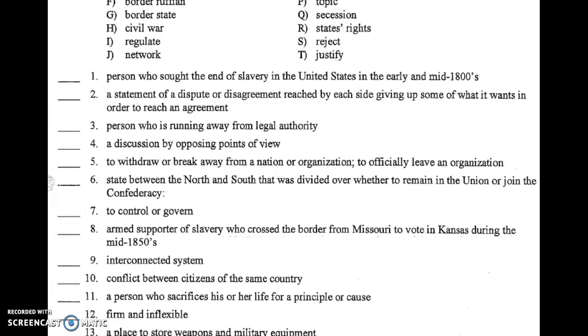Number 3, this is a person who's running away from legal authority. Number 4, this is a discussion by opposing points of view. Number 5, this word means to withdraw or break away from a nation or organization, or to officially leave an organization.